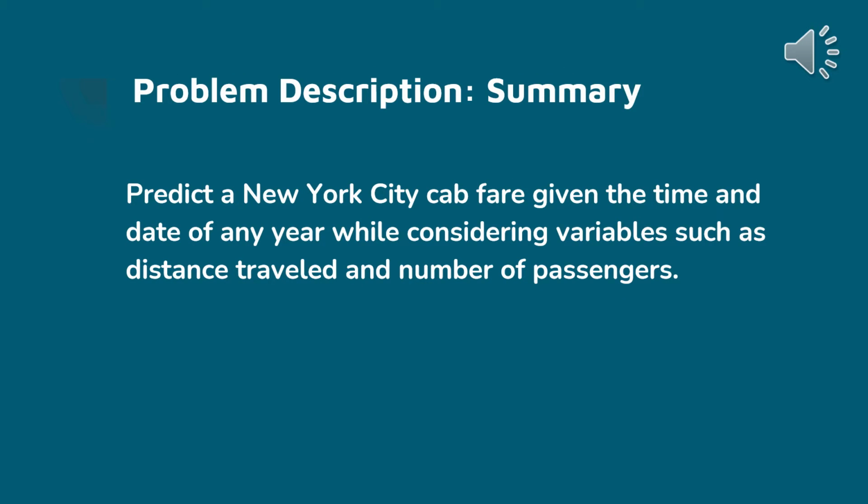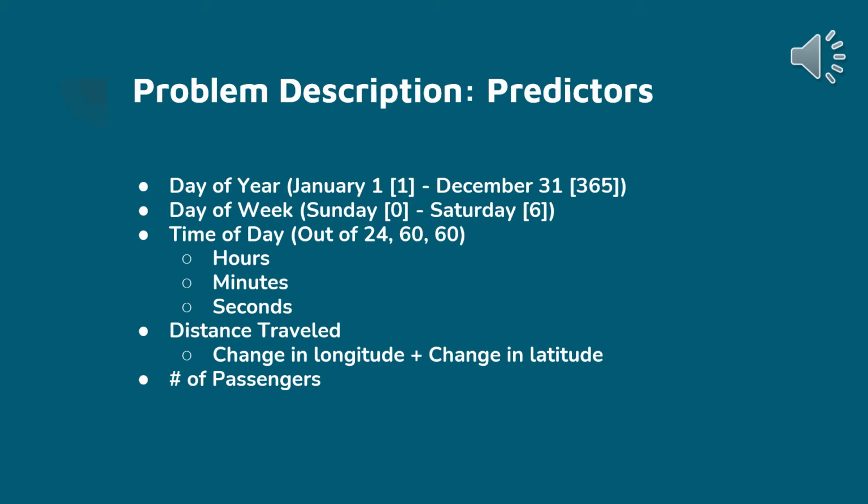The main goal of our project is to have the ability to predict a New York City cab fare at a given time and date of any year. In our prediction, we're considering a few variables such as distance traveled and the number of passengers. Our data set contains two other predictors listed as the following.